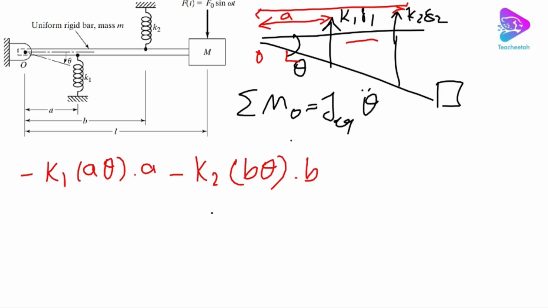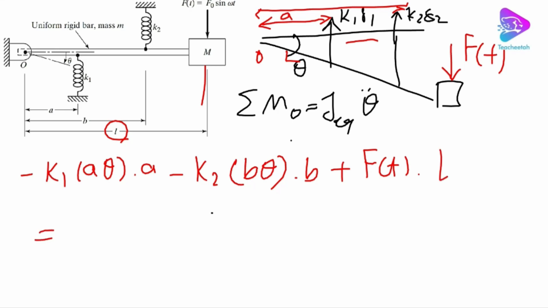So that's not everything. We also have a force F, and as you see, the force Ft makes a moment in the positive direction of theta. You can remember why it's positive or negative, why we are using a minus sign or plus sign, from dynamics. So we have plus Ft times the whole length L, because this is the arm of moment, equals J equal theta double dot.